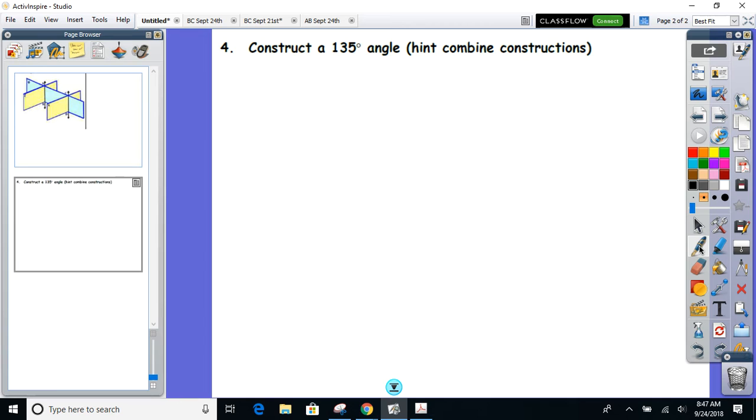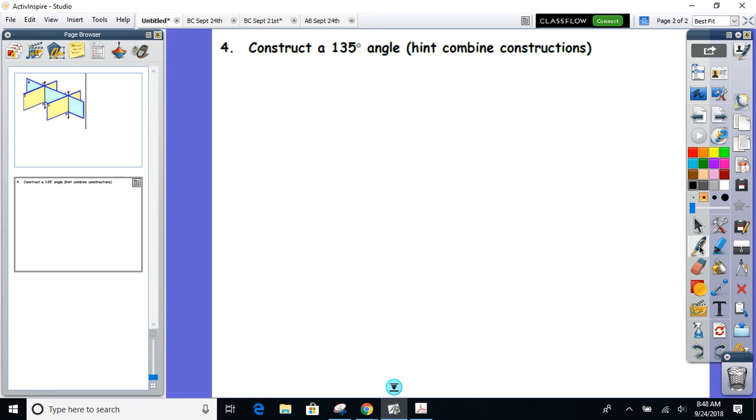But what did we do with that 60-degree angle? We cut it in half, right? I showed you how to use your compass to cut it in half, and then what did the 60 become? A 30. All right, what's 135 minus 30? 105. I don't know how to make a 105-degree angle. Darn it! All right, so that's not going to work. What other degree measure do you now know how to make? A 90-degree angle.